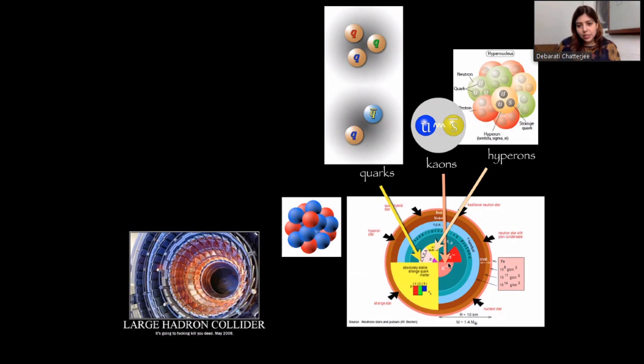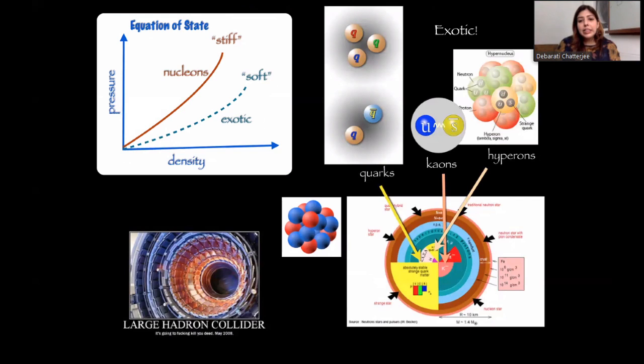So how can we test this? Because we have no way to look into the interior of neutron stars. These forms of matter, also called exotic forms of matter, can have indirect influences on the observables that we are actually measuring with the telescopes and so on.